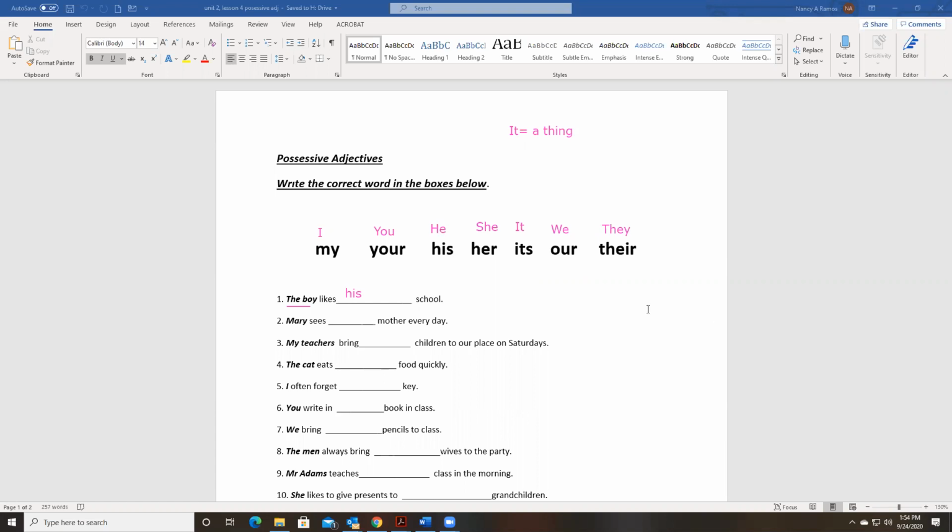Now let's look at two. It says Mary sees blank mother every day. Okay, so we're talking about Mary. Mary is she, and possessive adjective is her. Mary sees her mother every day. Mary ve a su madre, la madre de ella, cada día. Que le pertenece a ella, es madre de ella.